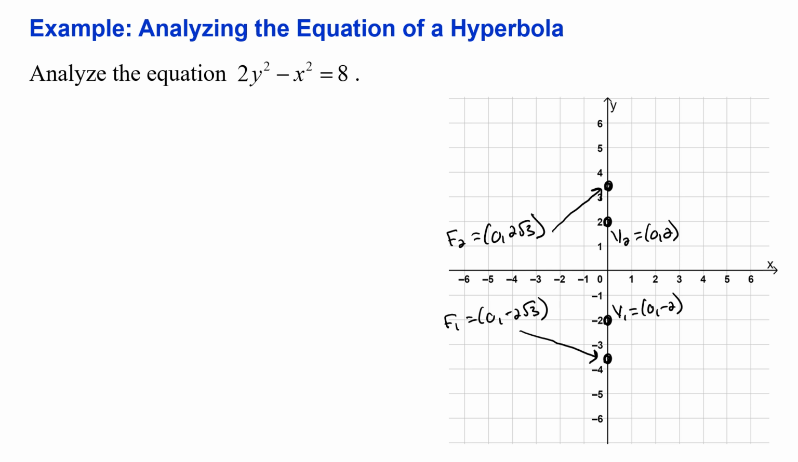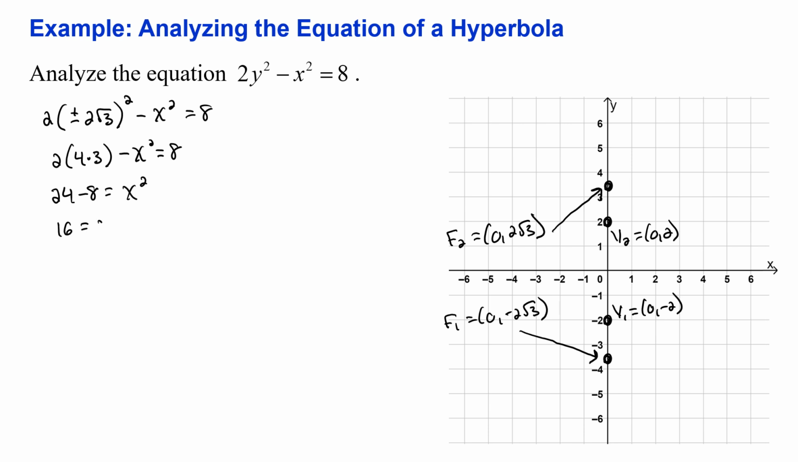So let's use the original equation, 2y squared minus x squared equals 8, to substitute in those y values. So the equation would become 2 times the square of positive or negative 2 square root 3, minus x squared equals 8. Squaring positive and negative 2 times square root 3, we would end up with 2 times the quantity 4 times 3, minus x squared equals 8. Or we have 24 minus 8 equals x squared, which is 16 equals x squared. Therefore, x would equal plus or minus 4.